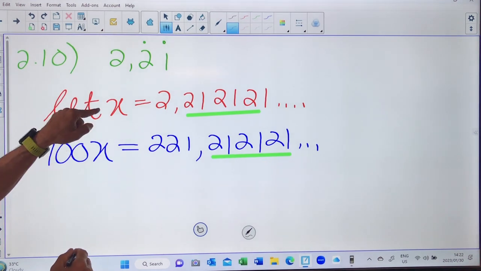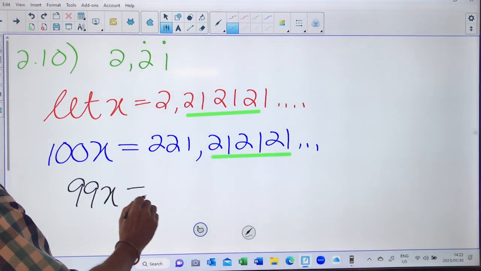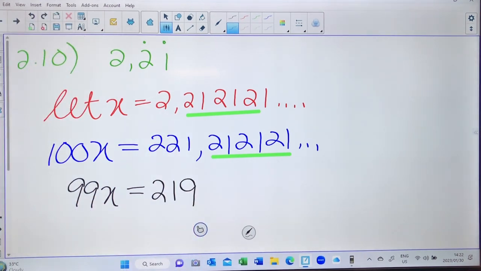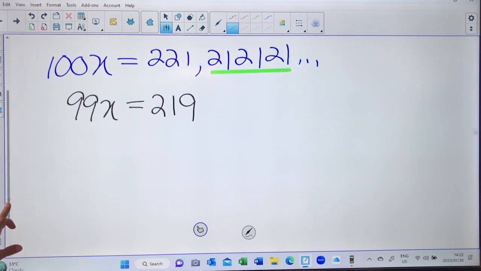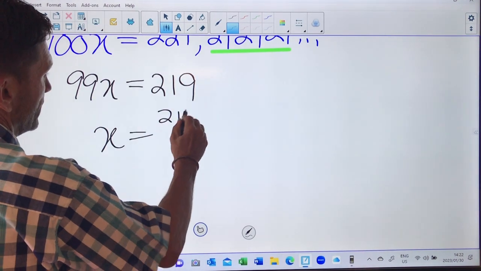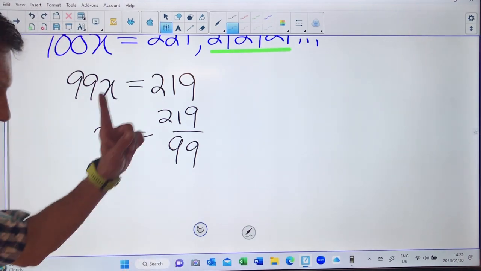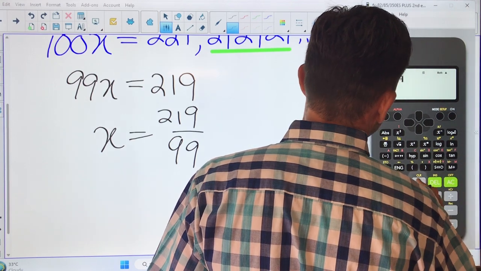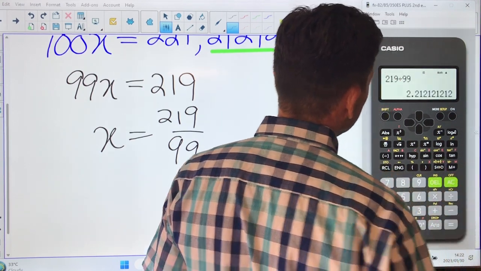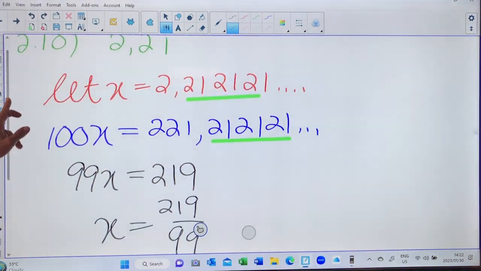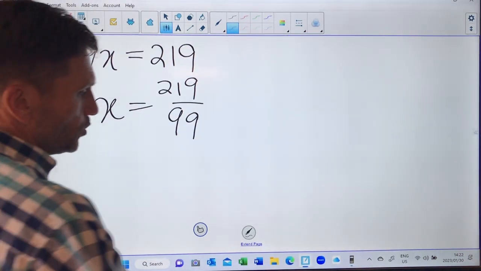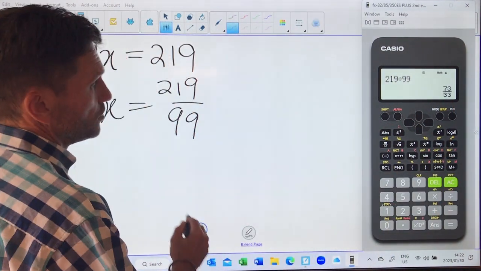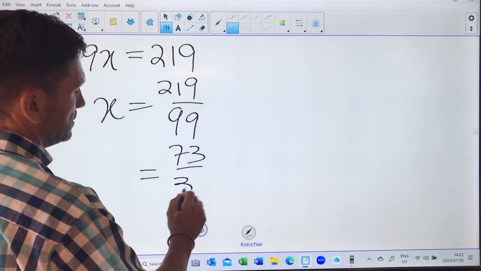So this is 100x minus 1x will give us 99x. 221 minus 2 is going to give us 219. That means that this will change to 219 over 99. Again, calculator. 219 divided by 99. And if I press the SD button, it gives me 2,212121. And that is what we were looking for. You will also notice on your calculator that the answer was simplified to 73 over 33. So we need to do that as well.